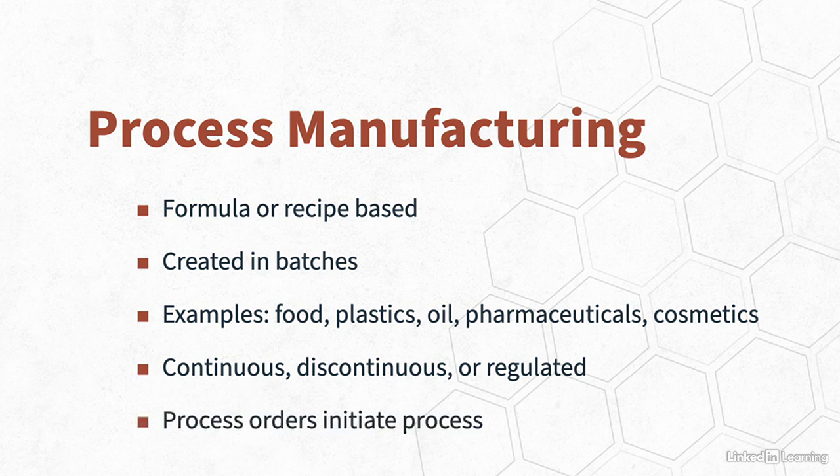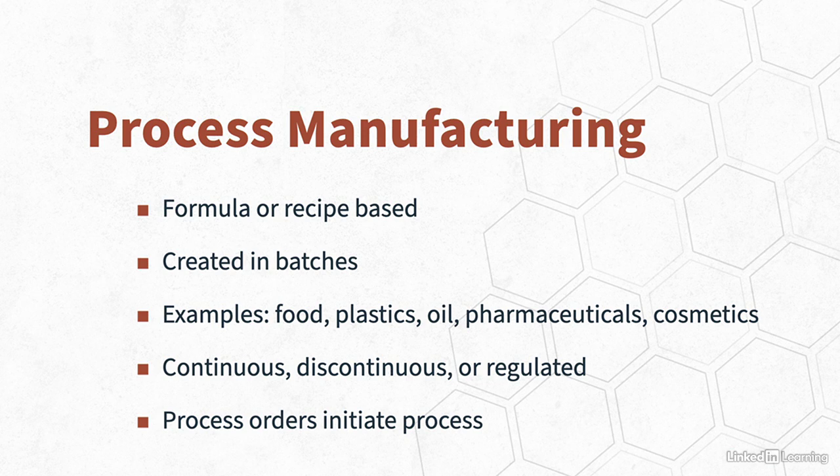Process manufacturing is initiated by process orders in SAP. Process orders are similar to production orders in that they specify quantity required and the date which production should meet, but they also have more functionality that allows production to be accomplished in more phases.